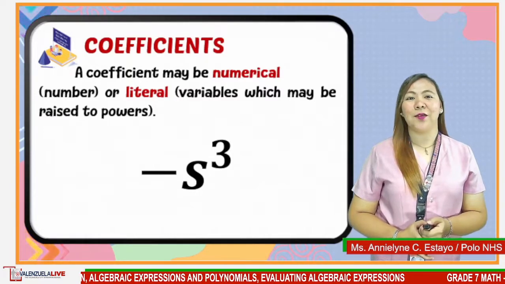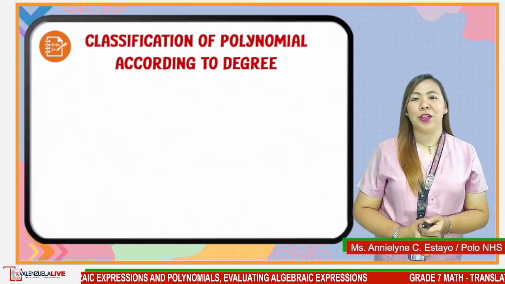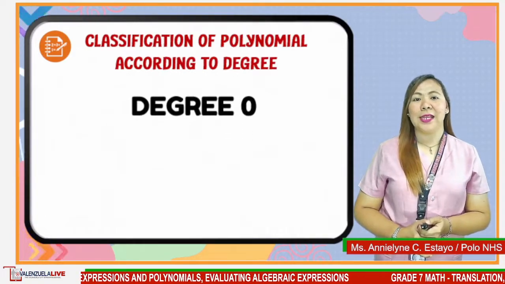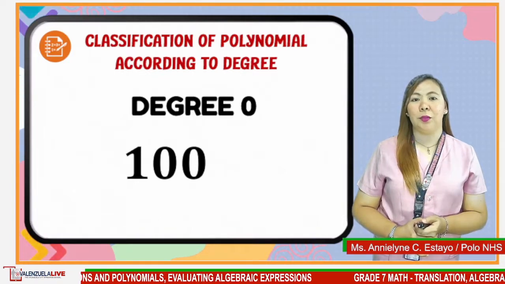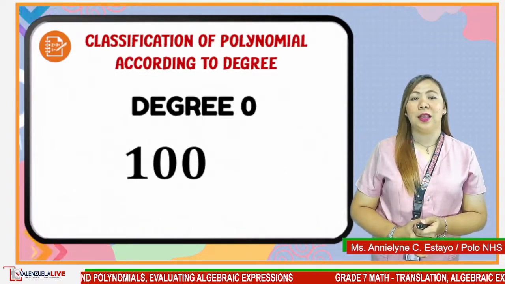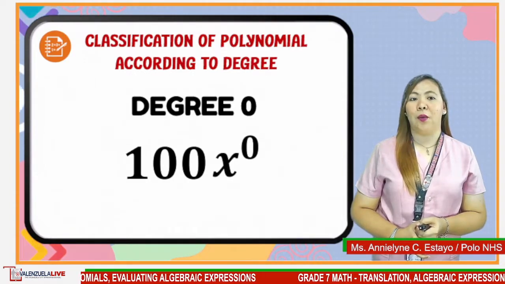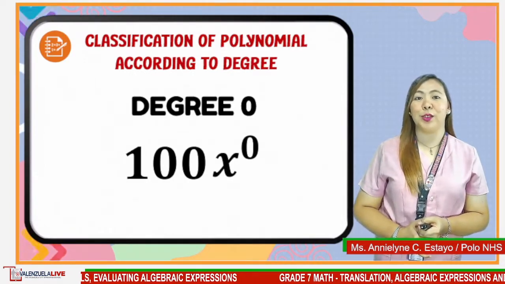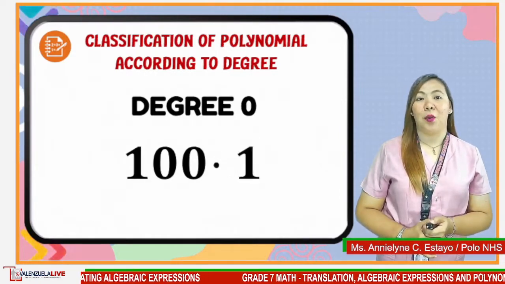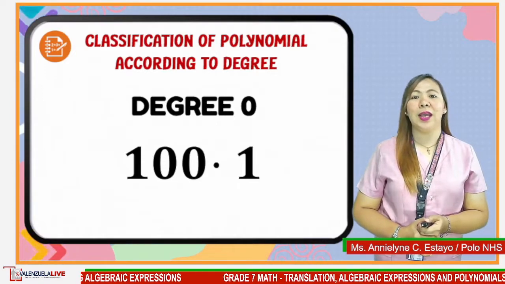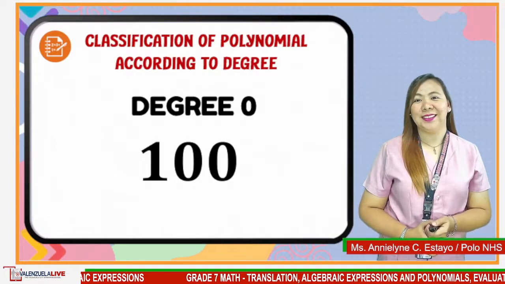Next is the classification of polynomials according to degree. For the degree 0, let's say we have 100. We can write a variable on our 100. Let's say we use the variable x. So we have now 100x raised to 0, where x raised to 0 is 1. So we have 100 times 1 is equal to 100.